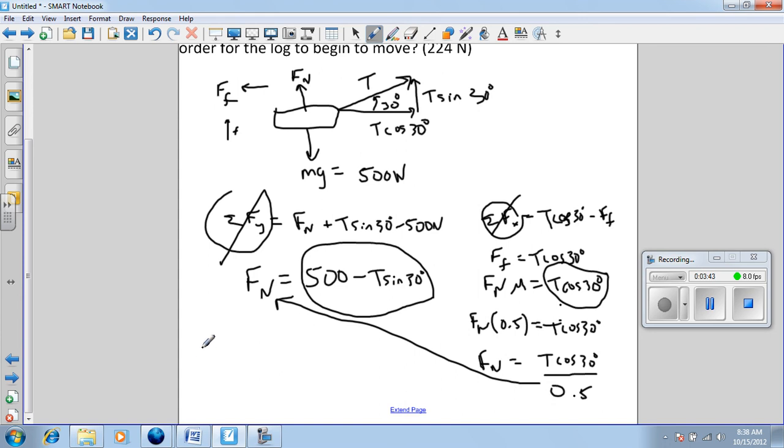And that's pretty easy there, and solve from there. So T cosine of 30 over 0.5 equals all that. And now you can just plug into your calculator sine of 30 and cosine of 30, and you get little decimals, and then just solve for T.